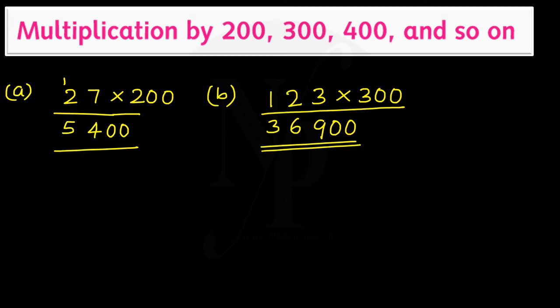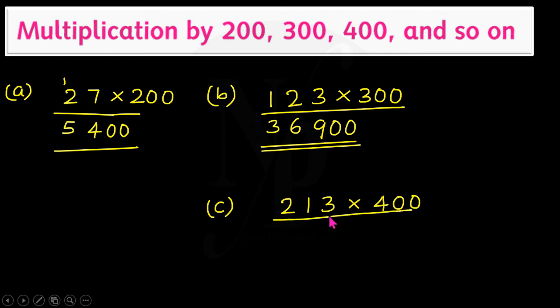Let's take one example for multiplication by 400. I will write just below here. So if we wish to multiply 213 by 400, what we do in this case is first we multiply 213 by 4 and then we write 2 zeros to the right of the answer we obtain.